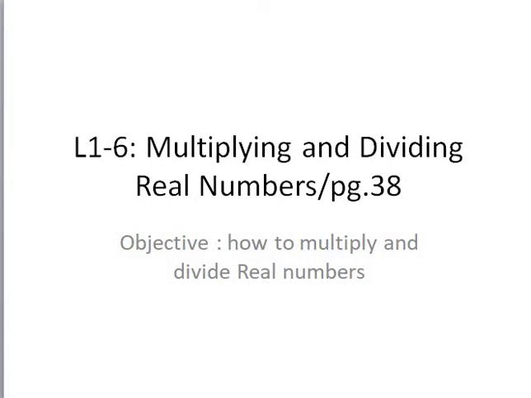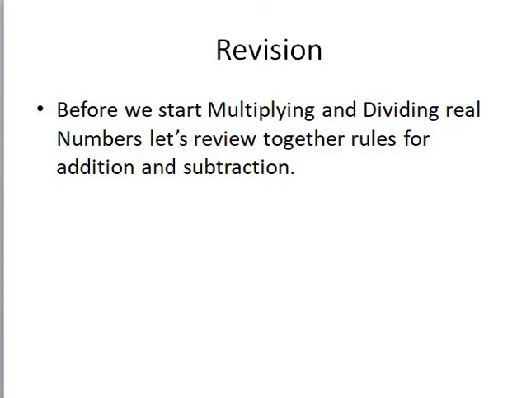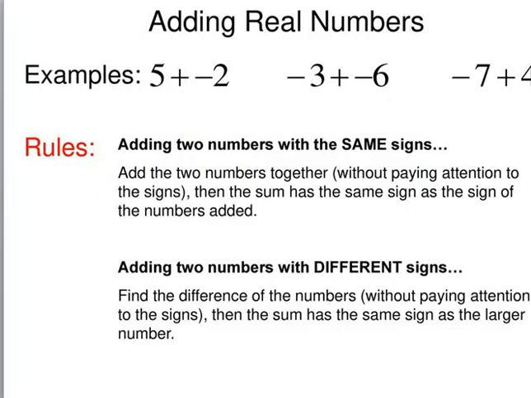Now, before we start the lesson, let's revise together the rules that we have taken about addition and subtraction. Now we say that we took two main rules, okay? When we add, notice that it's addition. It means that the operation between the two numbers is addition only. So it's positive between two numbers.